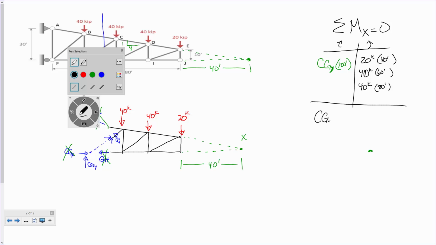CGY times 100 feet. I think this handwriting is going to be on YouTube. This is horrible. So 20 times 40, that's 800. 40 times 60, 2400. 40 times 80, 3200. So 3200 plus 800 is 4000. That gives you 6400. Okay, so CGY is 64 kips acting up.